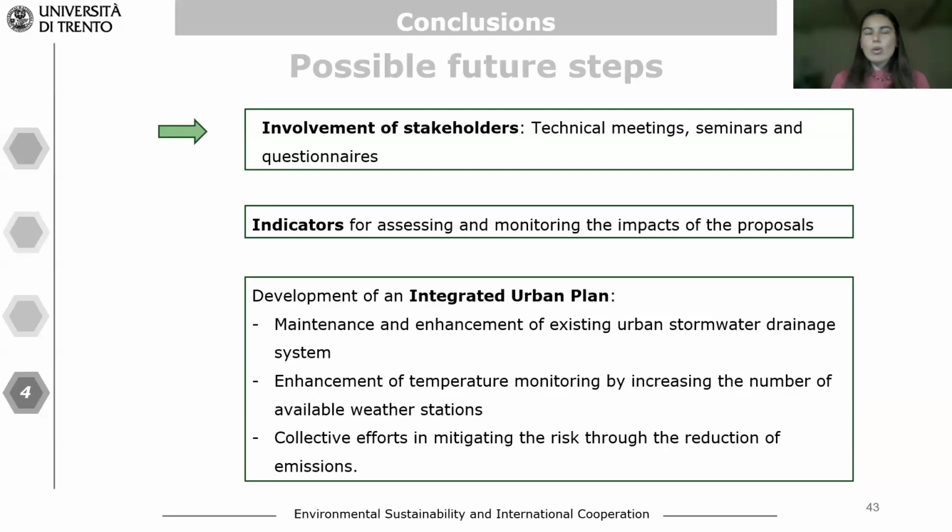These entities have already been involved in our project, as said at the beginning of this presentation, and will continue to play a crucial role in the technical, economical, and social evaluation of these measures. To achieve this, specific and detailed indicators will be needed to monitor the benefits obtained, along with the development of an integrated urban plan, including the enhancement of the existing urban stormwater drainage system and improved temperature monitoring.